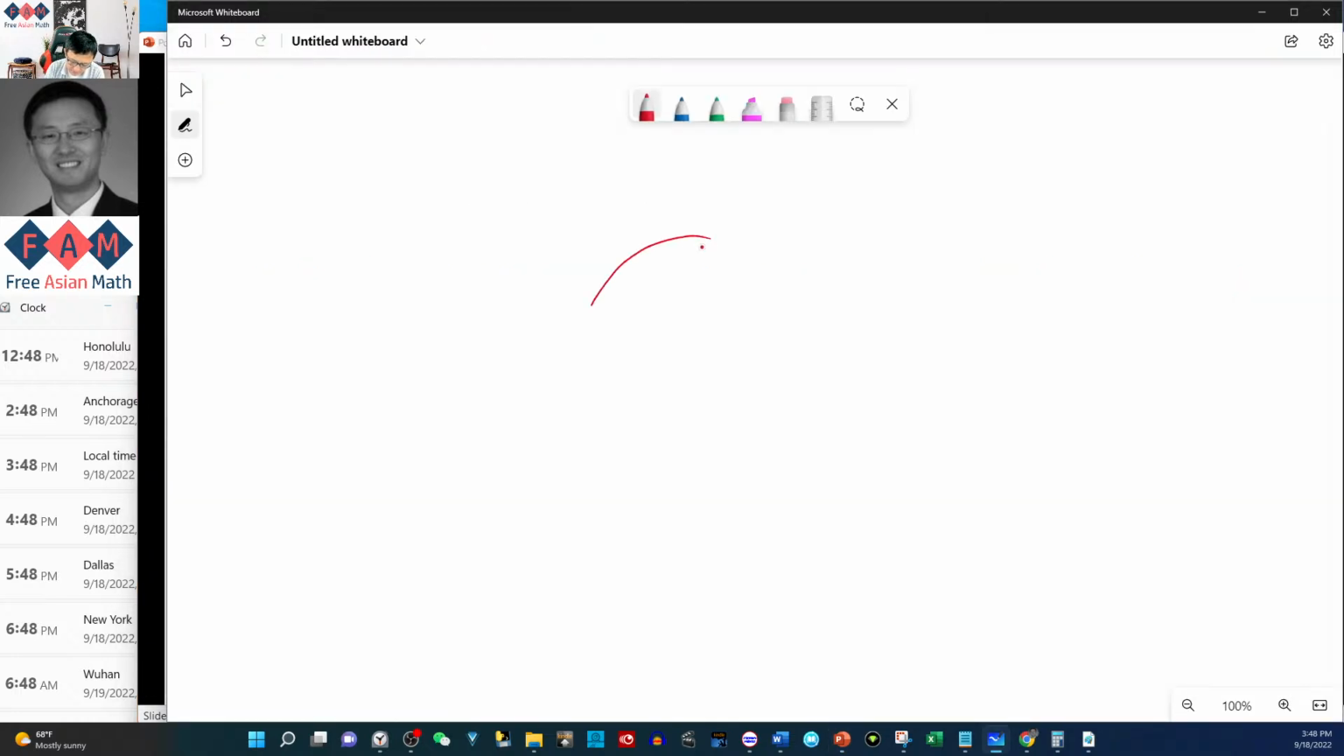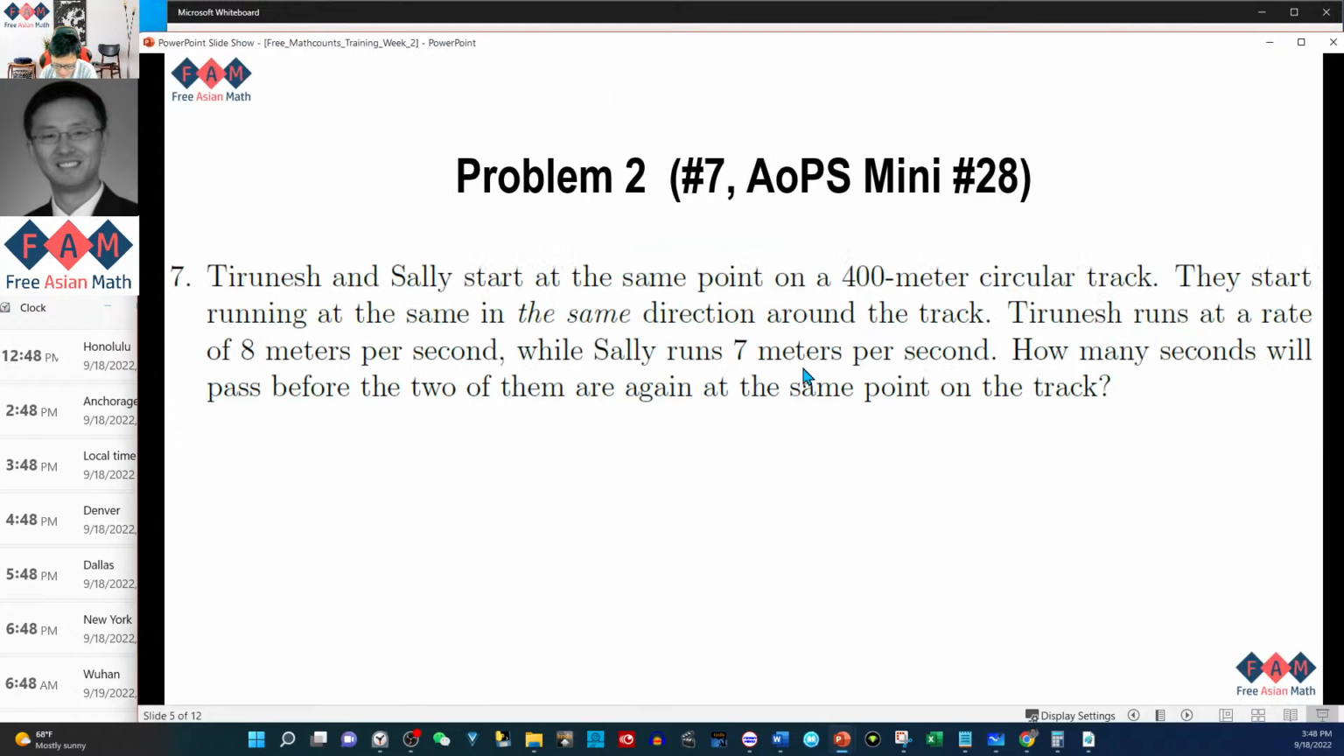So what this means is that you have a circular track, you have two people, and they start running along the same direction. Whether it's clockwise or counterclockwise doesn't really matter. So they start at the same point in the same direction. Tirunesh runs at a rate of 8 meters per second, while Sally runs at 7 meters per second. How many seconds will pass before the two of them are again at the same point?